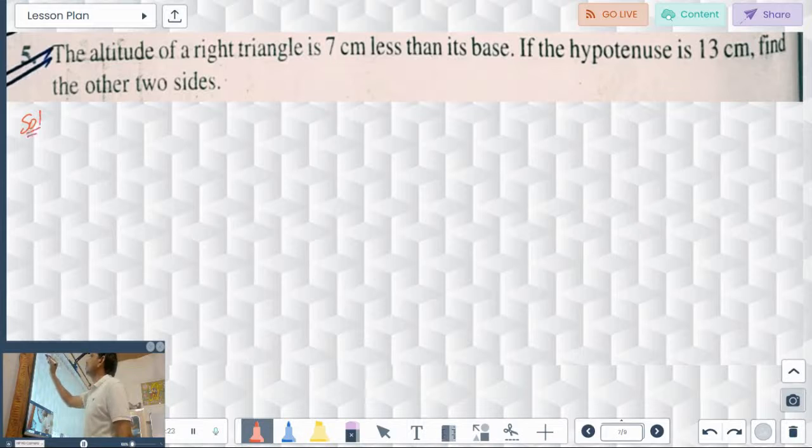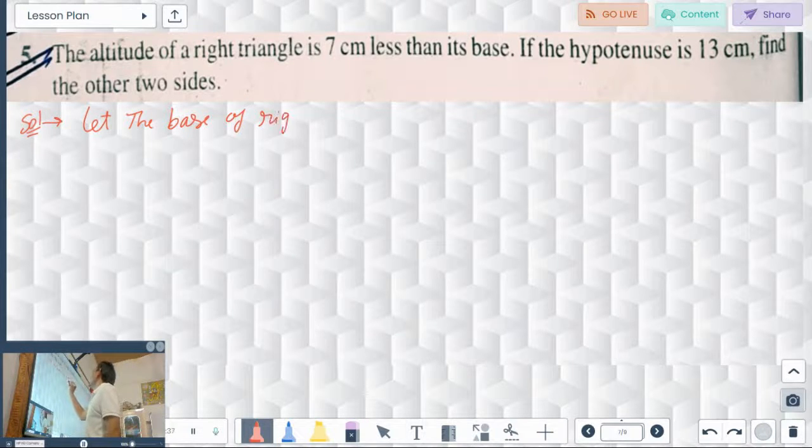Solution: Let the base of the right triangle be equal to x, okay.